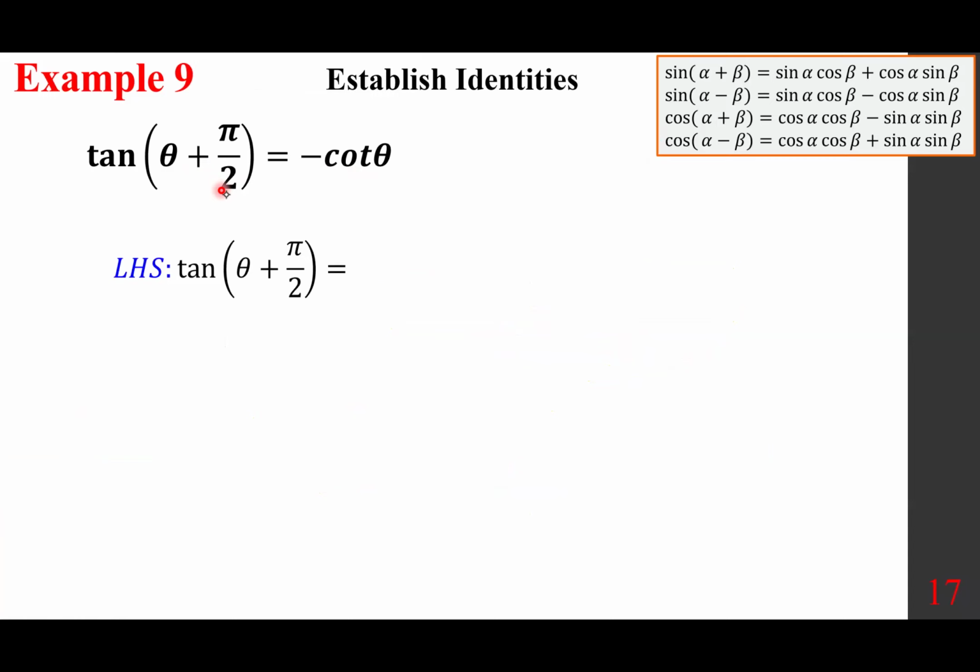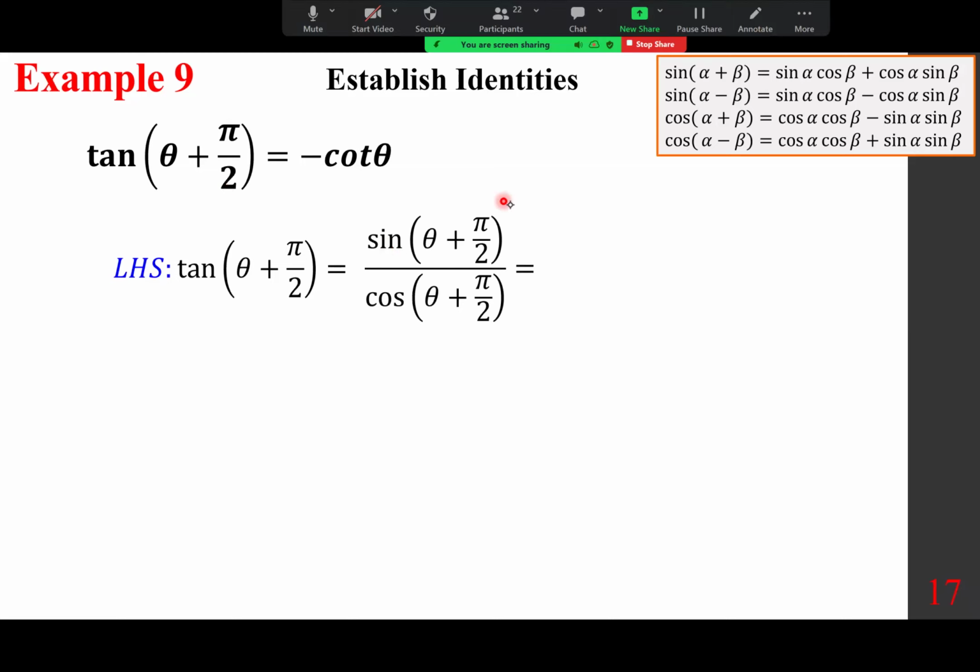So tan of theta plus pi over 2, okay. The fastest and easiest way would be to write it as sine over cosine: sine of theta plus pi over 2 over cosine of theta plus pi over 2. And now expand. Sine of theta plus pi over 2, you write down sine theta cosine pi over 2 plus cosine theta sine pi over 2.